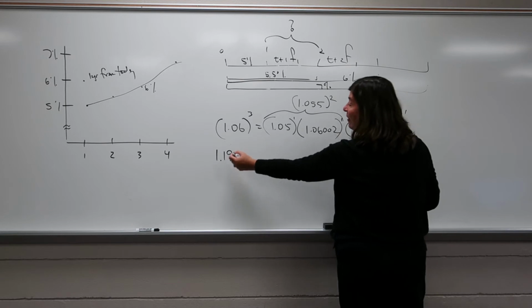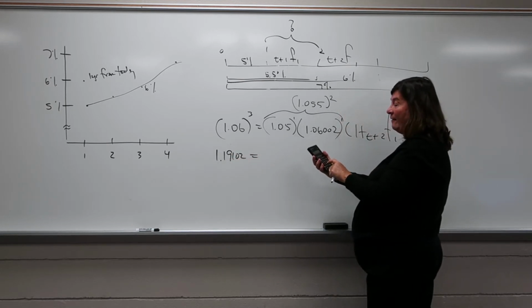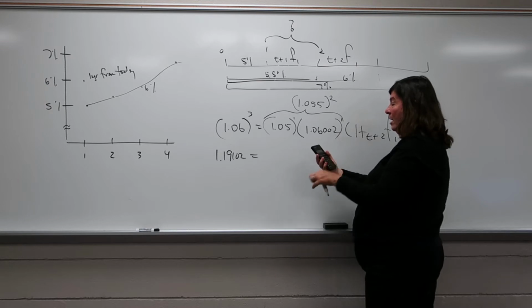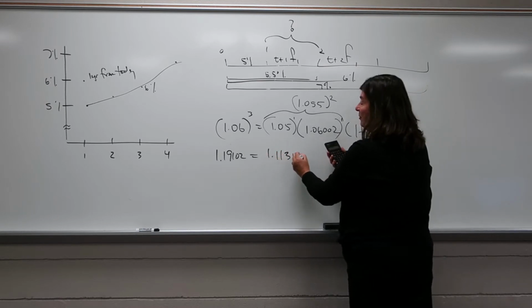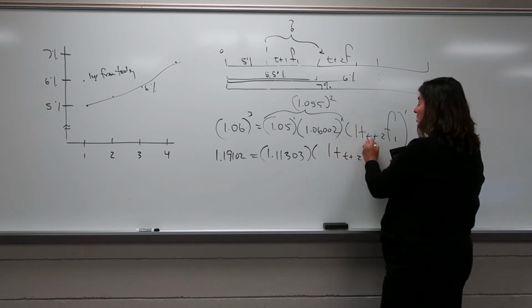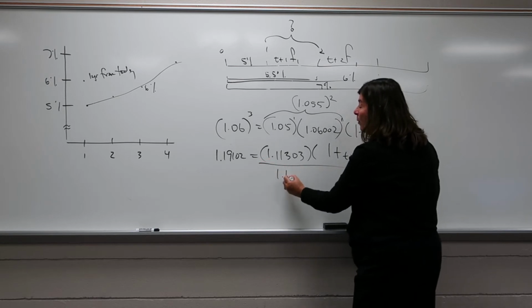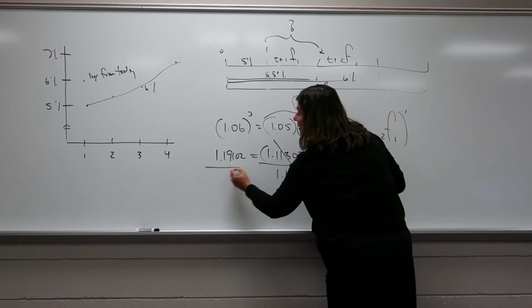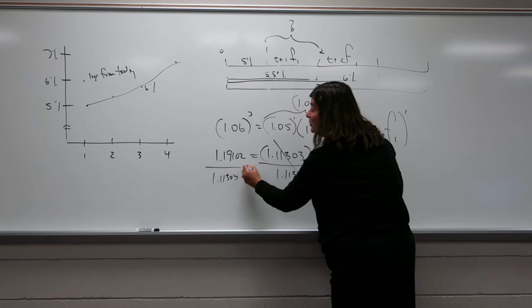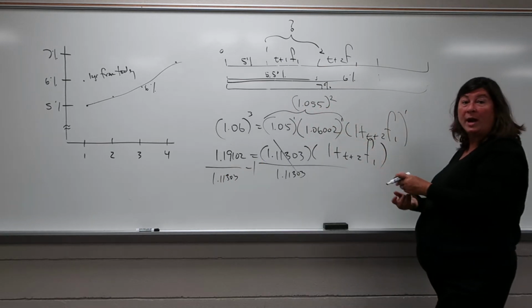If I plug in the 2 period rate, of course, it's going to be squared. So let's do that. So we're going to have 1.19102 equals, we did this a minute ago, 1.055 squared, 1.11303, times the one we're looking for, 1 plus t plus 2 f1, right? So we're going to divide both sides by 1.11303. We're going to subtract 1, and that's going to leave us with the rate that we're trying to find.